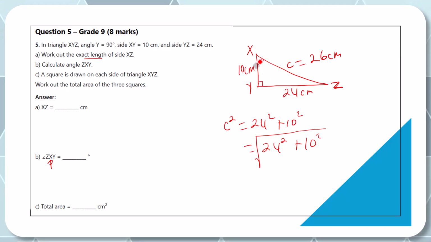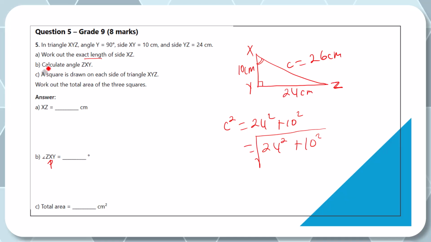I would like you now to be able to do question 6. So you can use, you got the X, 10 is the adjacent, and this 24 is the opposite, and this is the hypotenuse. So you can use any of the SOHCAHTOA to do it. Right. Now, question 6 says work out.